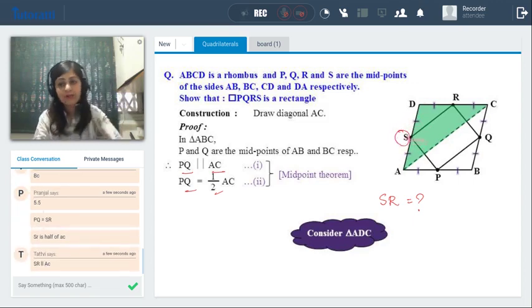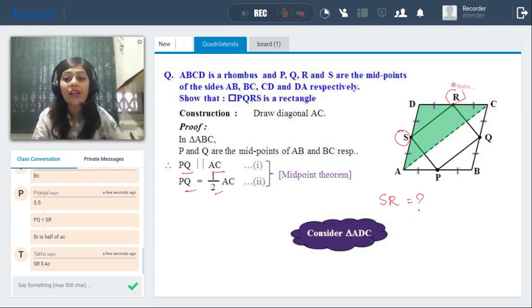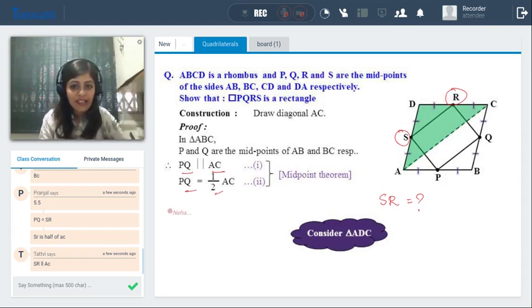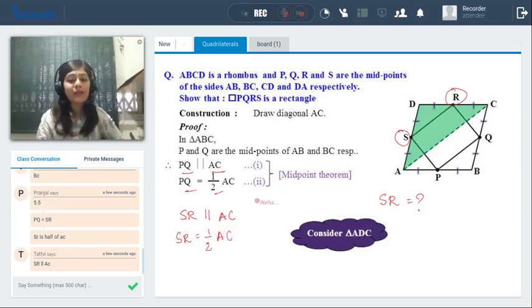That's correct, Tatvi. Yes, perfect. And we have R, which is the midpoint of DC. We have two midpoints and we have a triangle. Best, right? We can apply the midpoint theorem very well. So what can we do? We have SR, which is going to be parallel to AC, and we also know that SR is going to be half of AC. So SR is parallel to AC, and SR is half of AC. Let me number these as equations 3 and 4. Yes, equations 3 and 4.